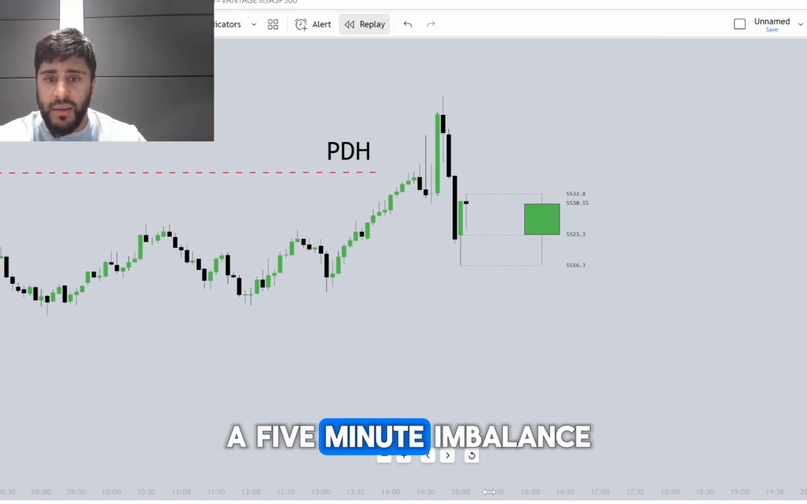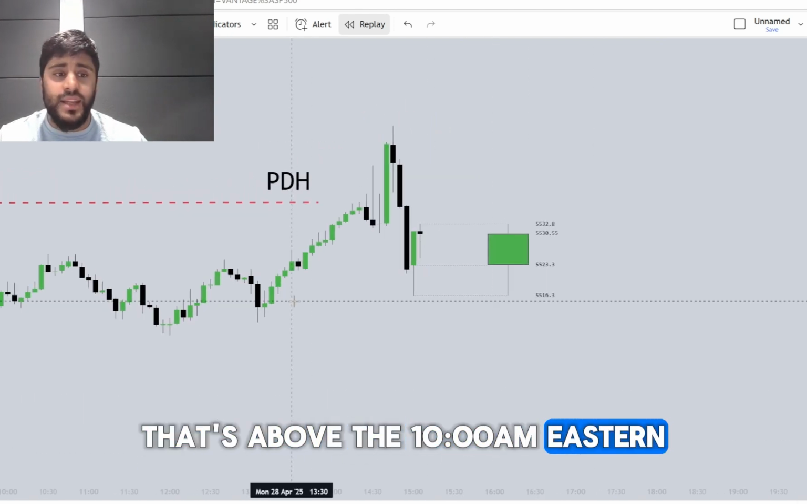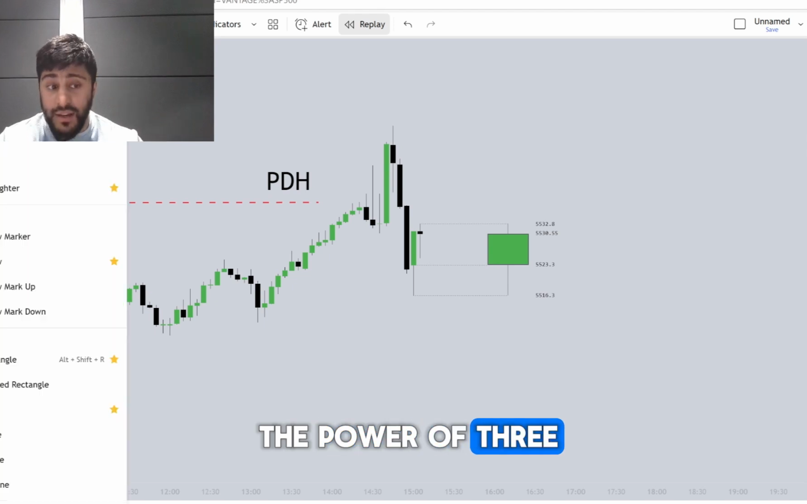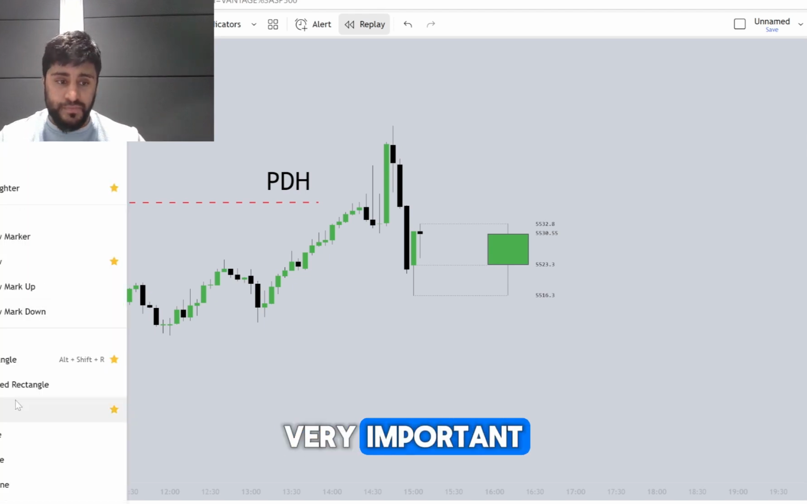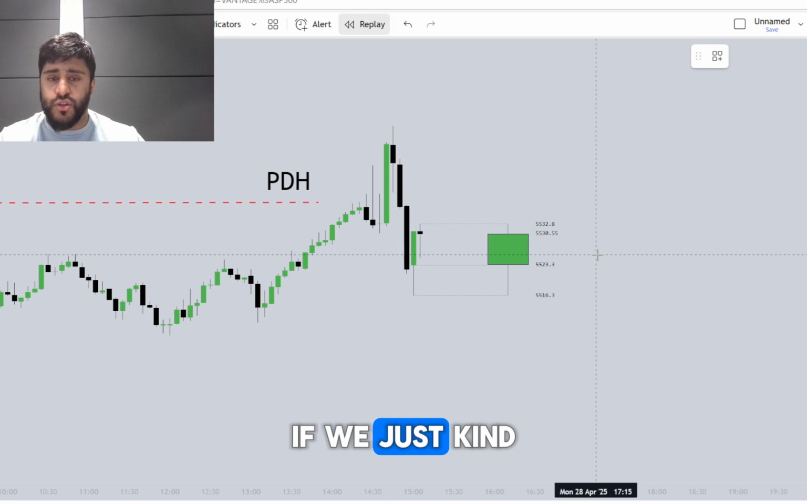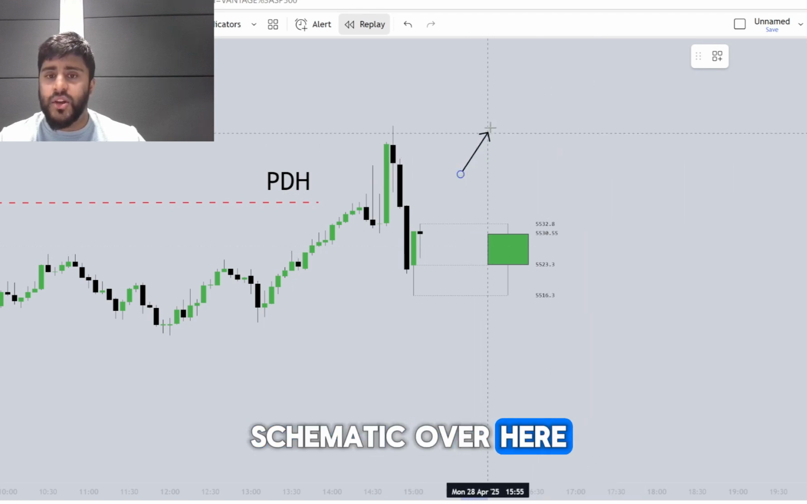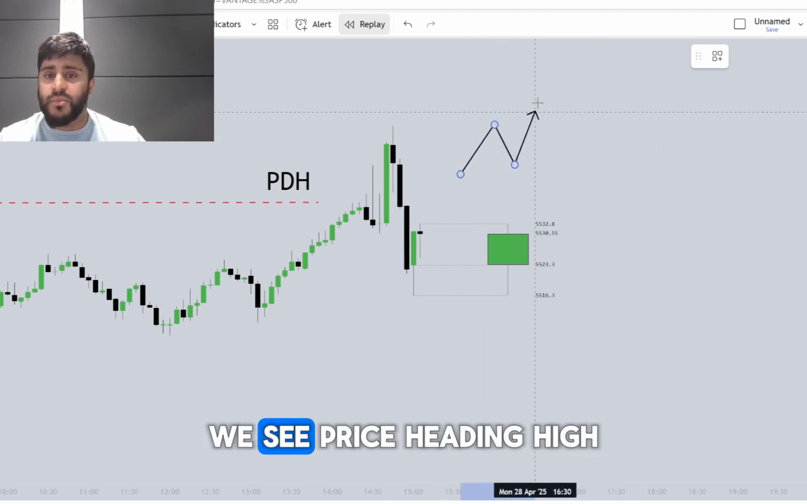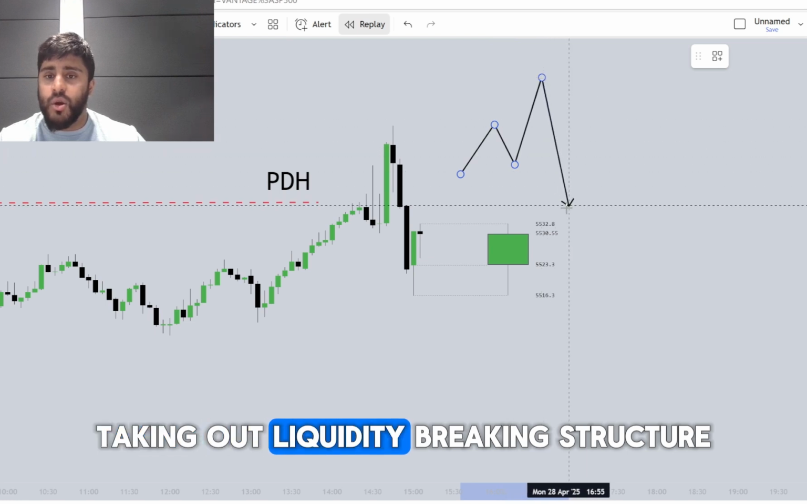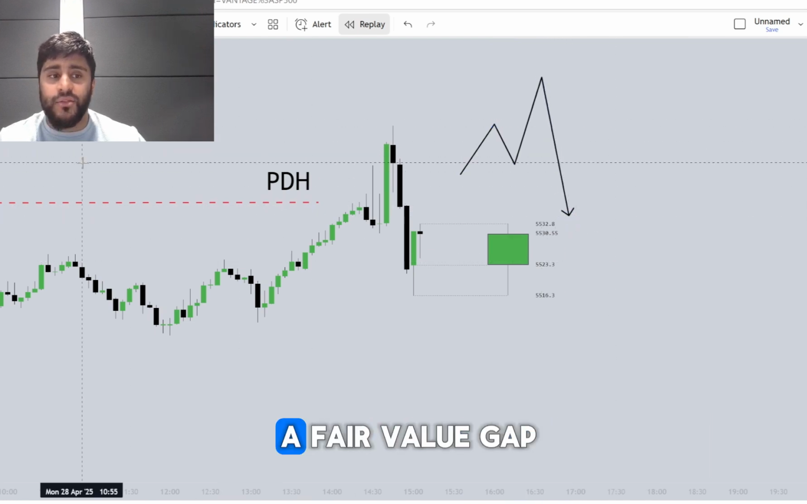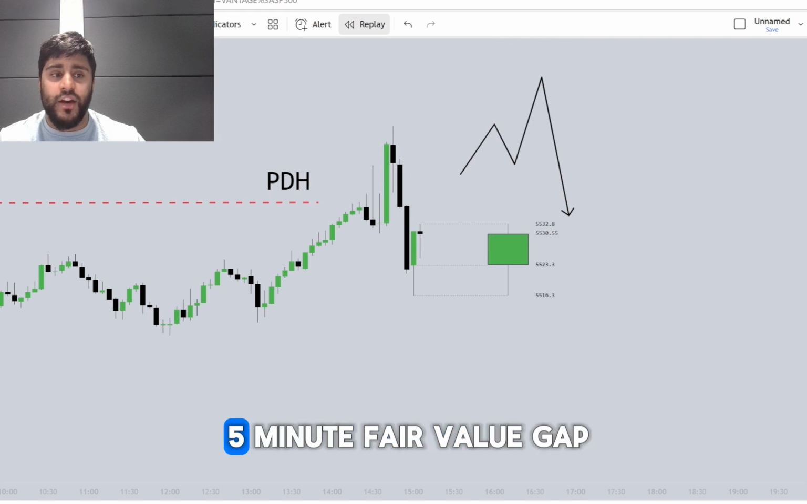And you're looking for a 5-minute imbalance that's above the 10 a.m. Eastern. So this is where the power of 3 becomes very, very important. So what's happening is, if we just draw a little schematic over here, we see price heading higher, taking out liquidity, breaking structure, and now we have a fair value gap over here, right? So we have a 5-minute fair value gap.